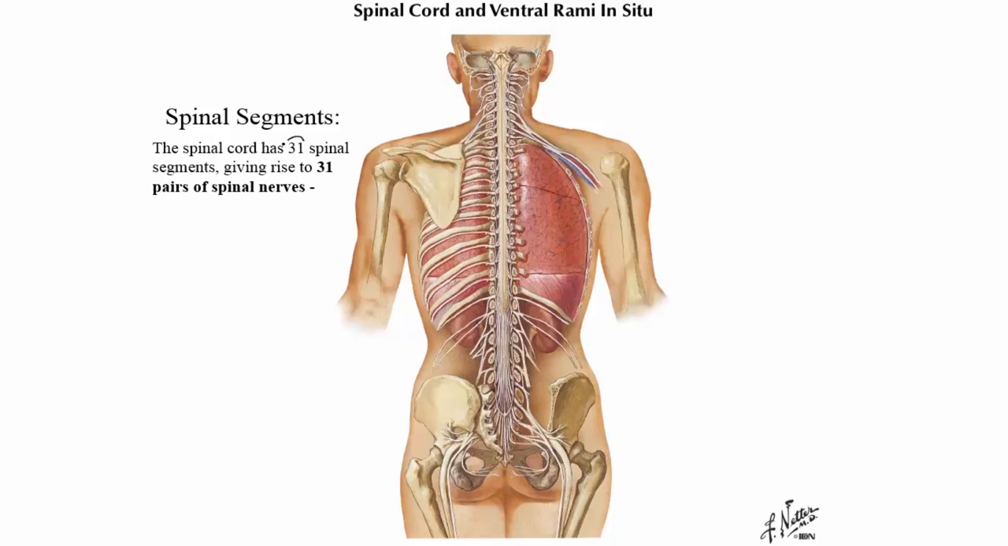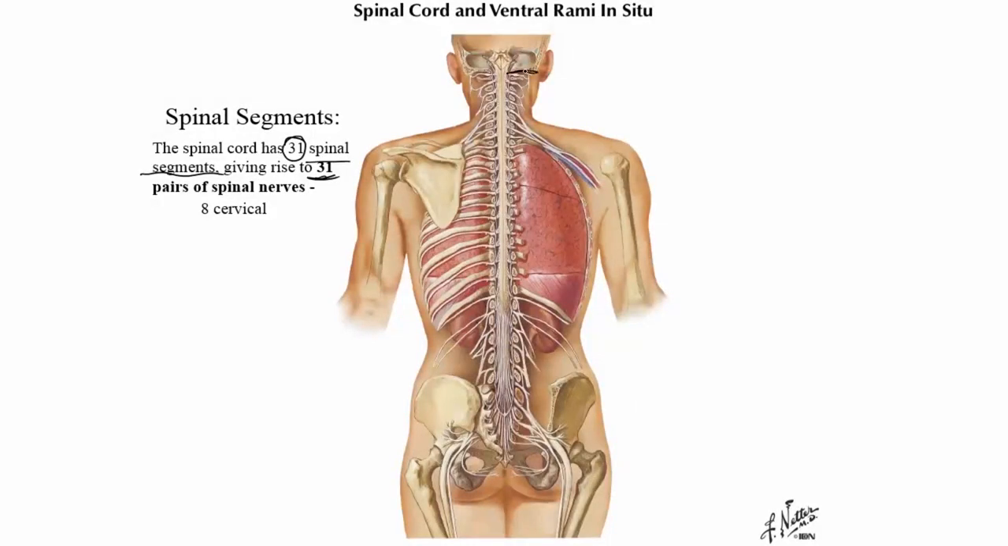We talked about the fact that a spinal segment is a pair of spinal nerves coming off of a region of the spinal cord. The spinal cord has 31 spinal segments, or in other words, 31 pairs of spinal nerves. There are 8 in the cervical region, and if you remember correctly, there are 7 cervical vertebrae. So there's an offset there, and that offset indicates that the first cervical spinal nerve comes out above the same numbered vertebra. So C1 is above CV1, if you will. So 8 cervical spinal nerves, that's what we have there.